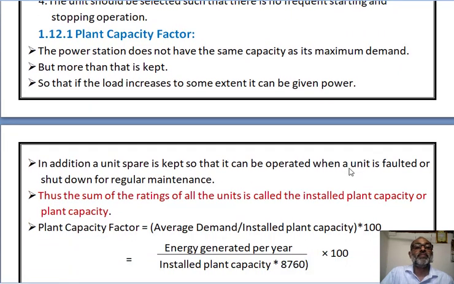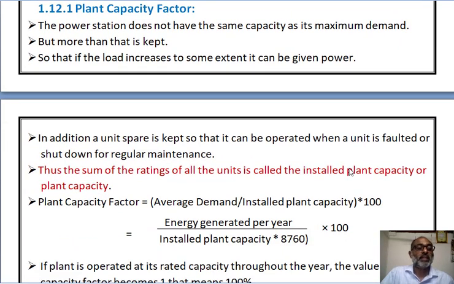And let me see some definitions. So first, plant capacity factor. The power station does not have the same capacity as its maximum demand, but more than that is kept. So if the load increases to some value, it can be supplied for a small time period. In addition, a spare unit is kept so that it can be operated when a unit fails or is shut down for regular maintenance. So we can use this spare unit.